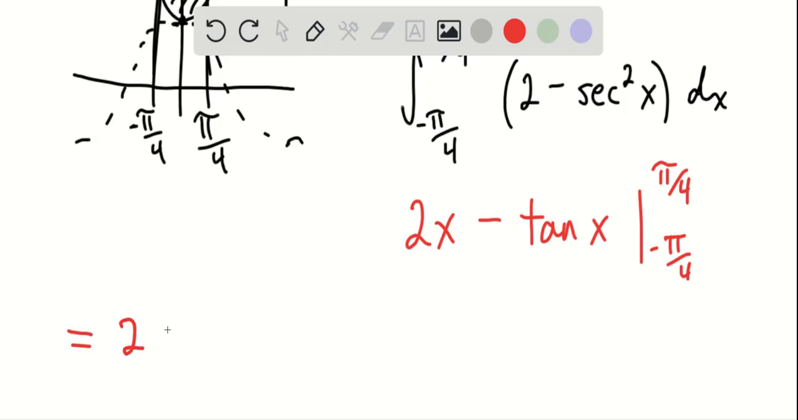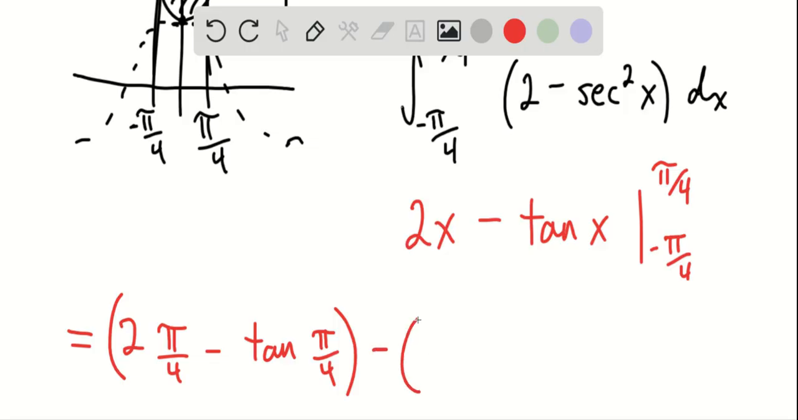We get 2 times pi over 4 minus tangent of pi over 4. And then minus 2 times negative pi over 4. You can plug in your lower bound. Minus tangent of negative pi over 4.